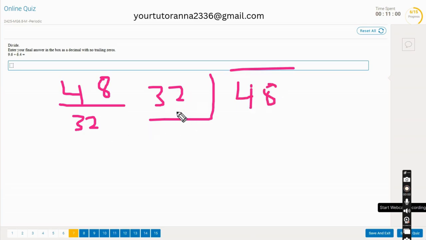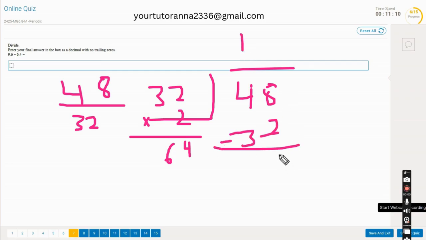So what is that going to be? If you multiply it by 2, so 4, 6, 64, that's going to be bigger, right? So you can just use 1 here, 32. 8 minus 2 is 6. 4 minus 1 is 3, so 16.